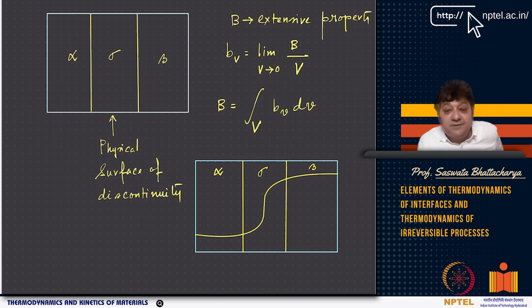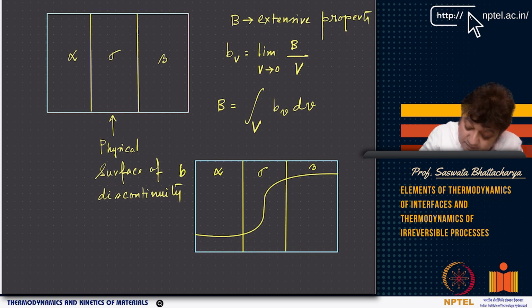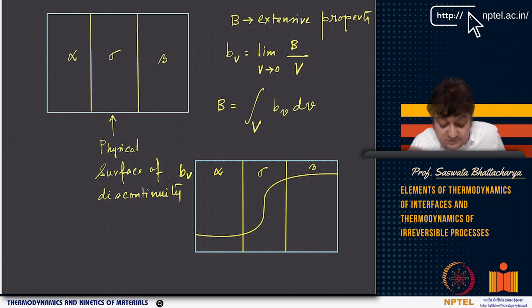So B is an extensive property, but BV is an intensive property. Then basically, if you look at the profile of BV as a function of distance, what do you see? You have this intermediate region, which is basically your dividing surface, right? It's not really a dividing surface. It's like a transition zone between one bulk to the other bulk, like alpha to beta is a bulk. And then there is a physical surface of discontinuity.